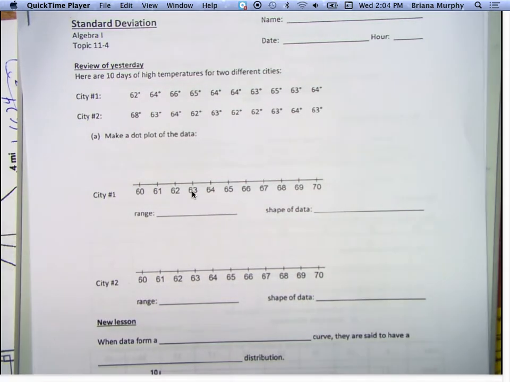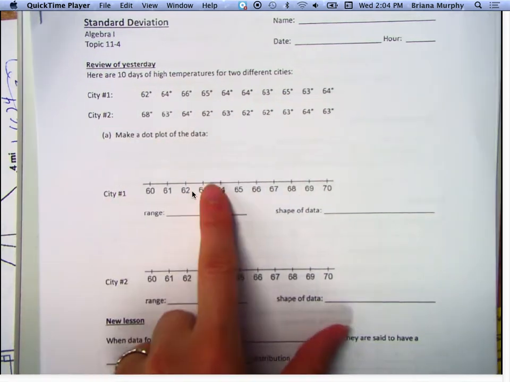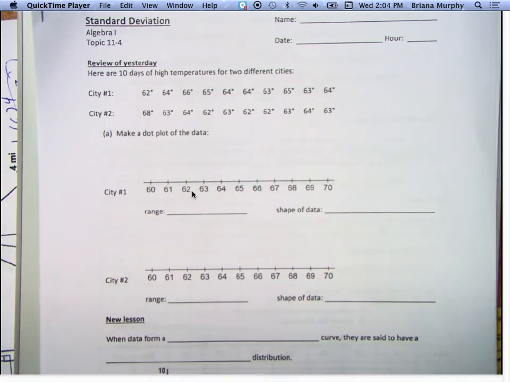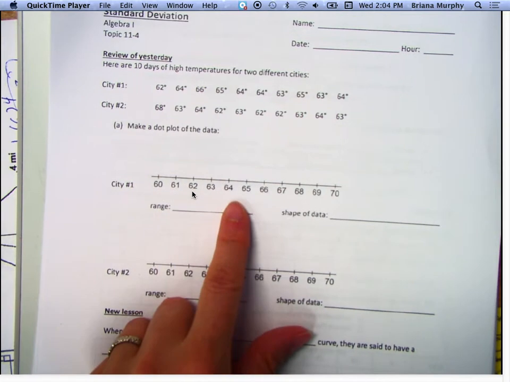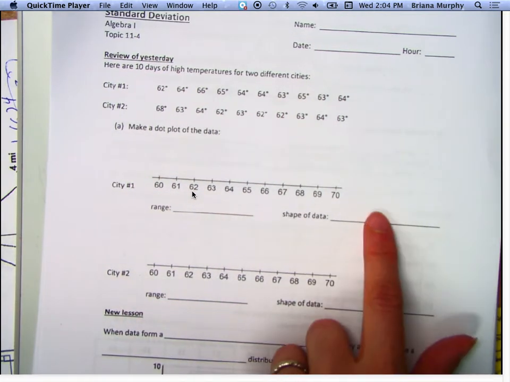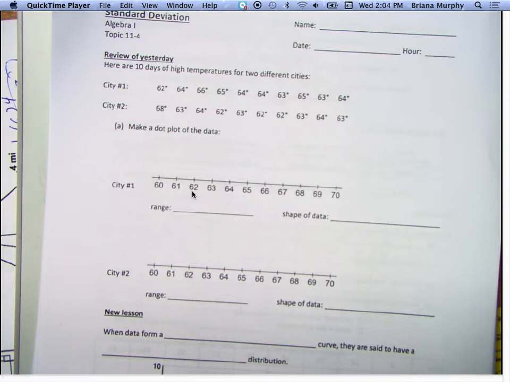Create a dot plot using this information. The first one's city 1, the second one's city 2. You're going to tell me the range, that's like the biggest number minus the smallest, and the shape of the data. Symmetric, skewed right, skewed left. So I want you guys to do that right now.